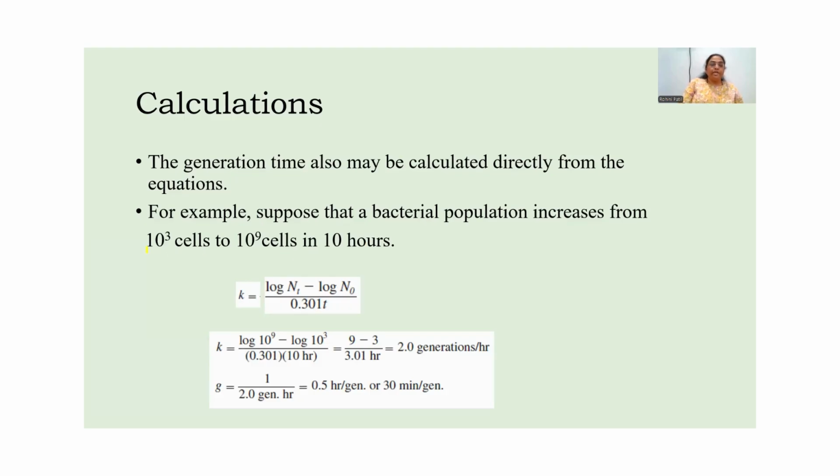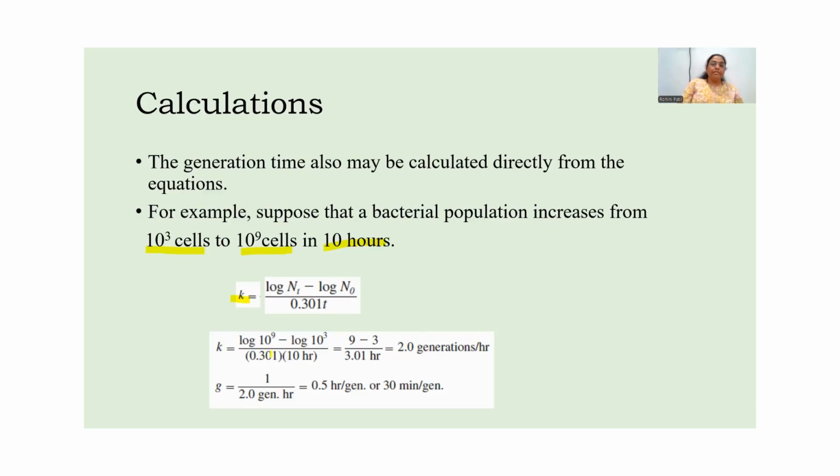Now what is known to you? What has been given in the equation? 10^3 cells, which is N0, and 10^9 cells, which is NT, and 10 hours, which is T. So you can calculate this K. As you know, the equation for K is equal to log of NT minus log of N0 divided by 0.301 T. When you substitute these values in the equation, you get 2 generations per hour. You have calculated the K, 2 generations per hour.